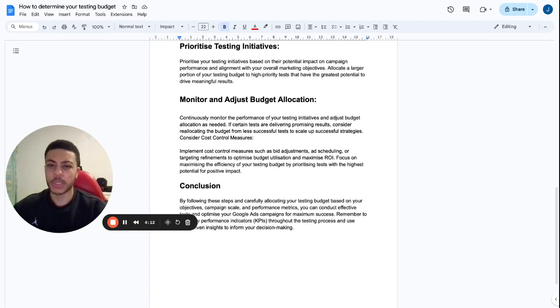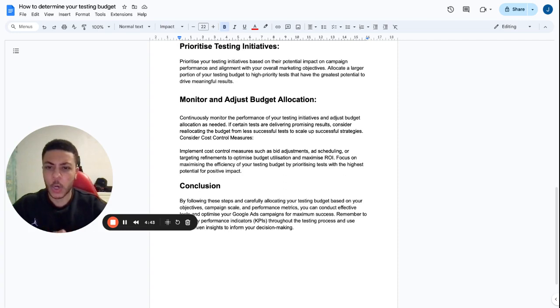Next, you want to monitor and adjust your budget allocation accordingly. You want to continuously monitor the performance of your testing initiatives and adjust budget allocation as needed. If certain tests are delivering more promising results, consider reallocating the budget from less successful tests to scale up successful strategies. This is what optimization is: finding out what works, what doesn't, and putting more money into what works and taking money out of what doesn't. That is how you optimize.